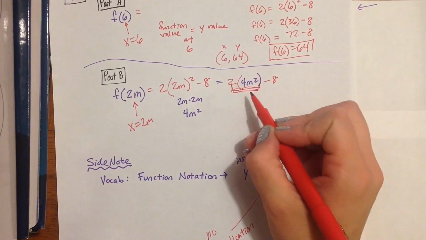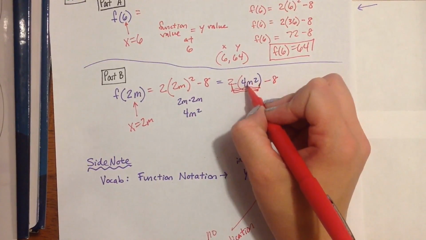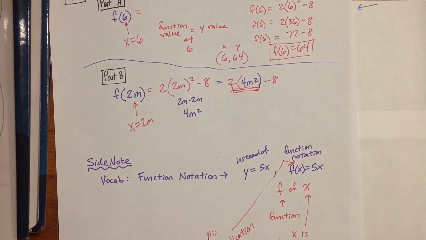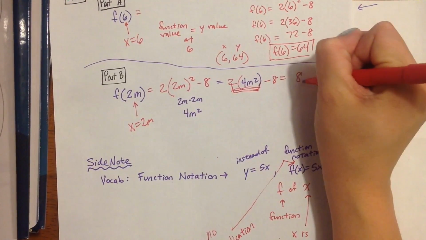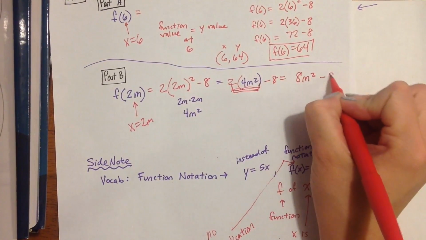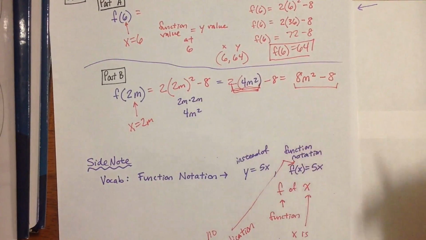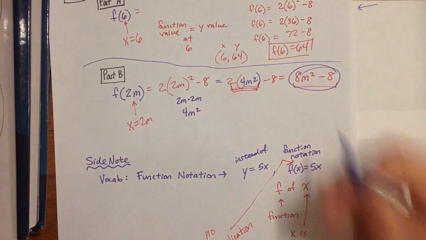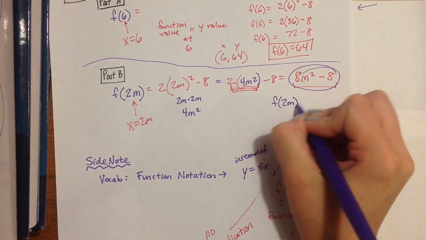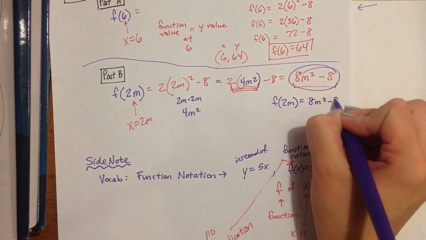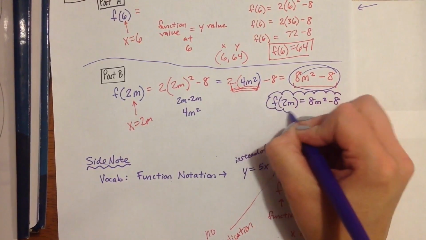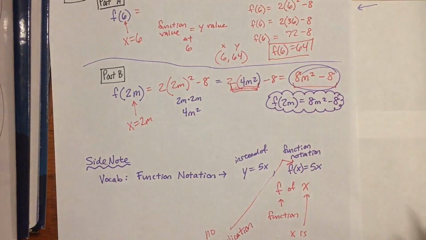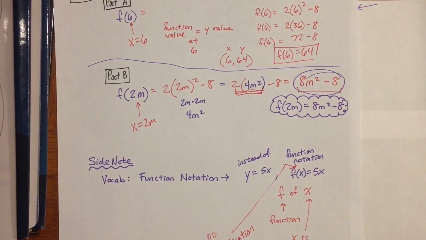I don't need to distribute here because I am not adding the 4 and the m squared. I'm multiplying. So I have 8m squared minus 8. And these are not like terms, so this is my final answer. So f of 2m equals 8m squared minus 8. Looks a little clunky, but it's a good skill to know how to have, just to work with some variables to get a function value.